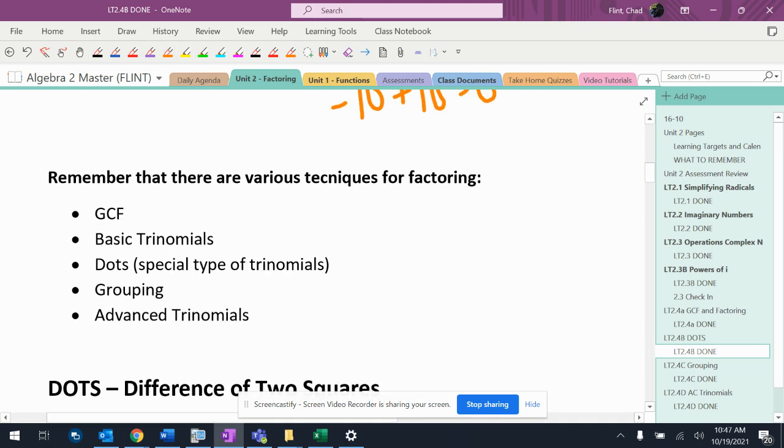Here are the basic things that we're going to have to factor. We've done GCF. We've talked about basic trinomials. Also, we're doing difference of two perfect squares today. All right, so we'll talk about this. This is actually super, super easy to do when you recognize it. So hopefully this takes a tiny bit of practice, and then we're automatically able to do these.